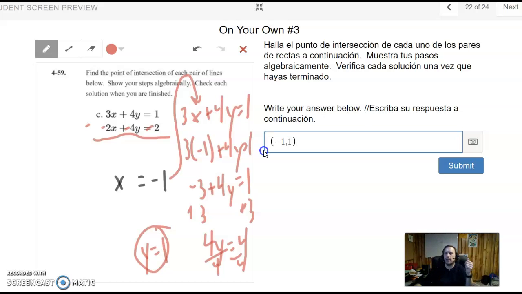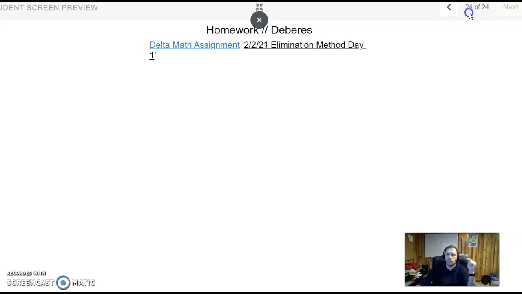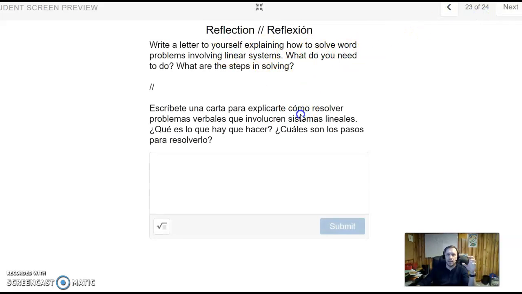You got this. I know you do. Get to that Delta Math. Do a couple more practice problems. Reflect and tell us how would you solve, I wrote there on explaining how to solve word problems. It's not word problems. How do you solve systems of equations with elimination?